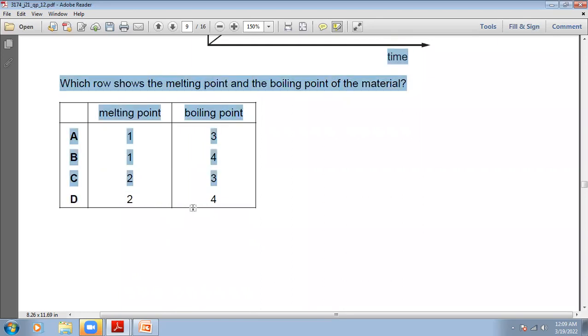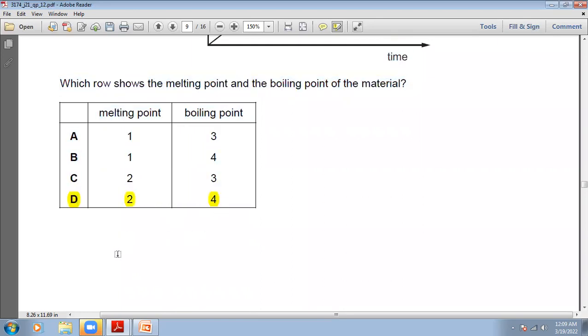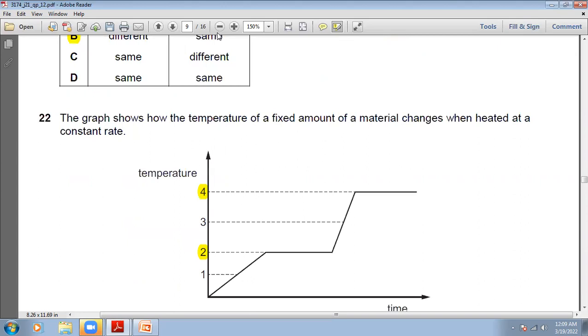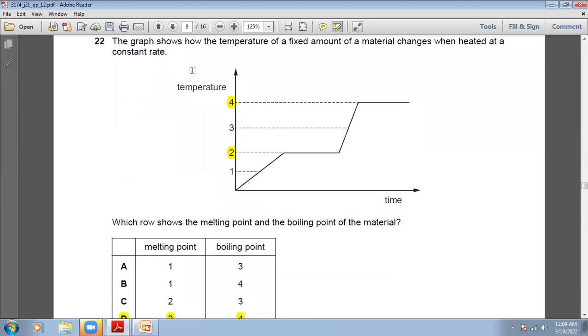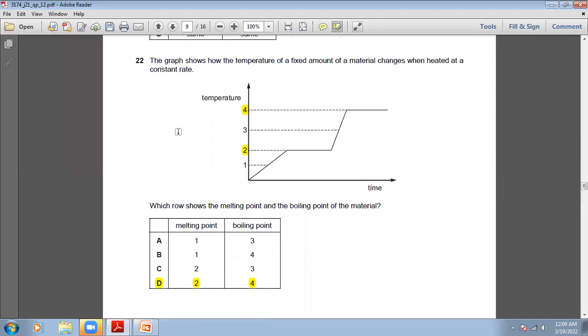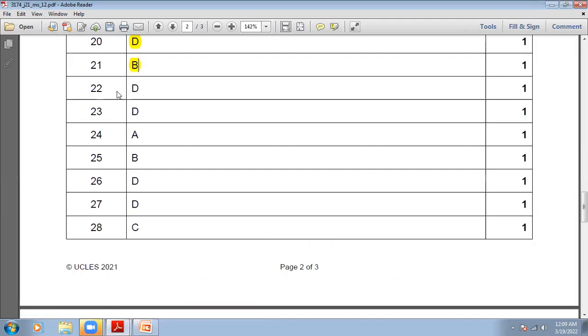So I think D is the right option, sir. Let me reduce the size so you can see the question together. Question number 22, D is the right option. Let's have a look at the marking scheme.